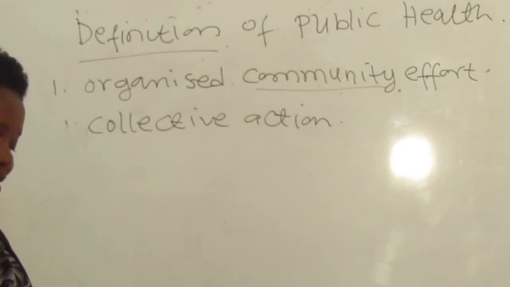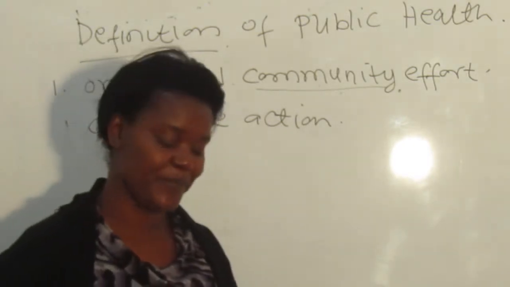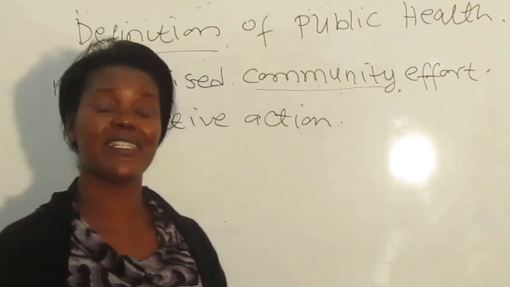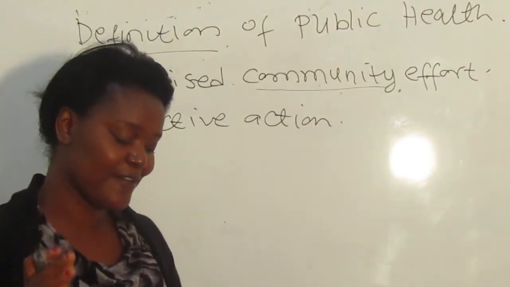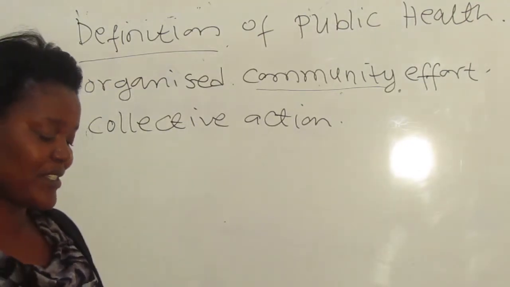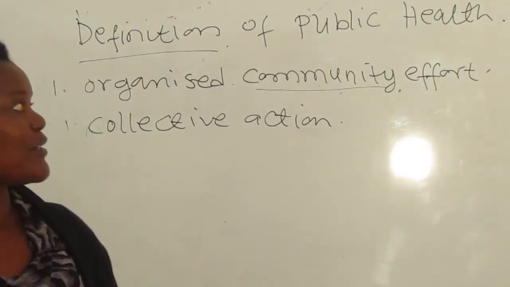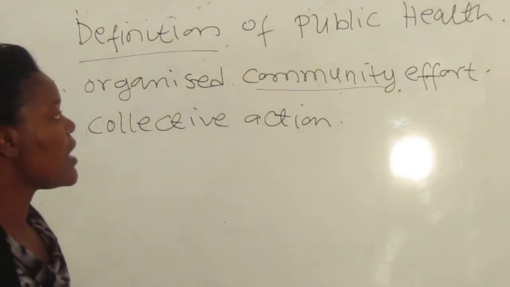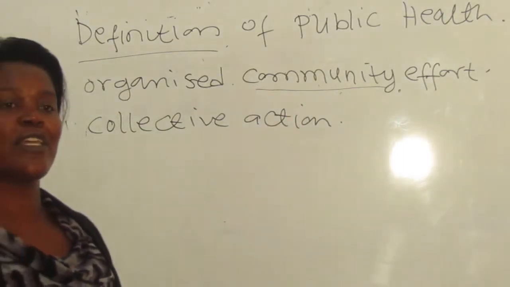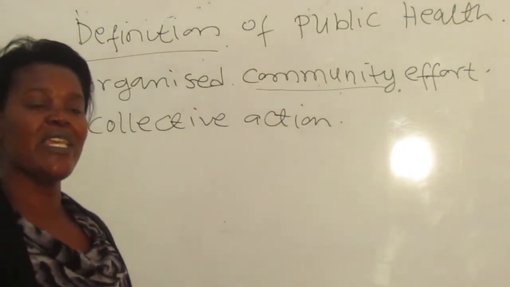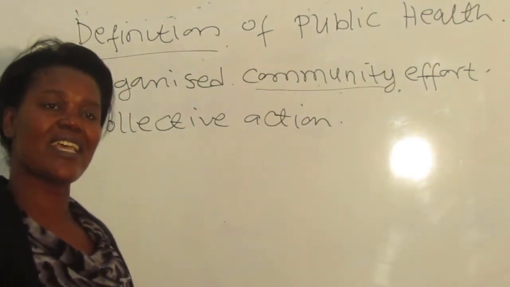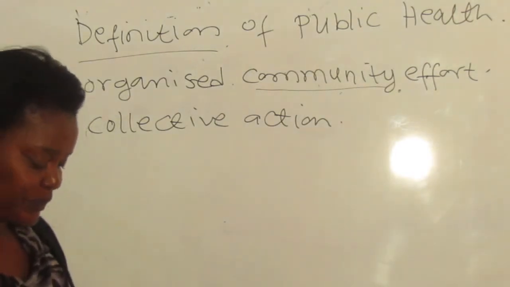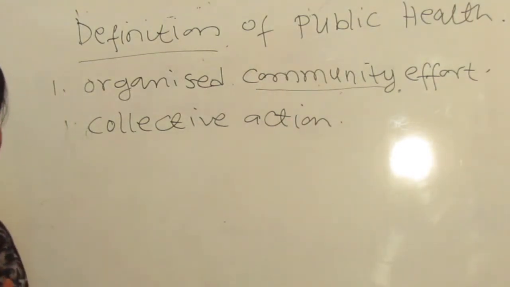Then another definition is by Winslow, 1920. He defined public health as a science and art of preventing disease, prolonging life, and promoting health and efficiency through organized community effort. So you can see community effort is actually a key thing when you're doing public health. Whatever you're doing for the good of the community should aim at preventing disease and improving their health at large. Then we have Bingo Ho.